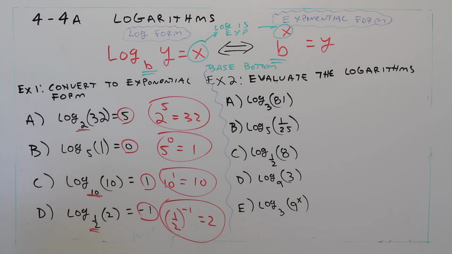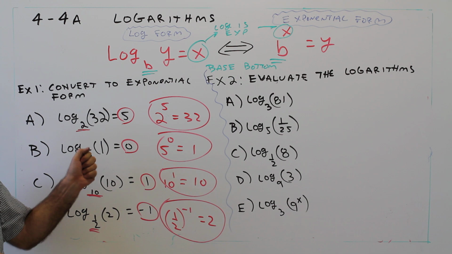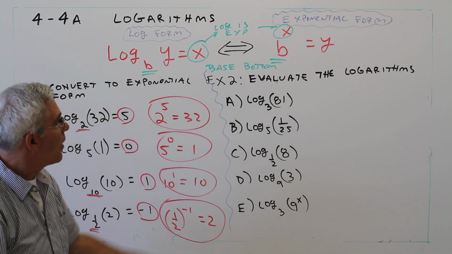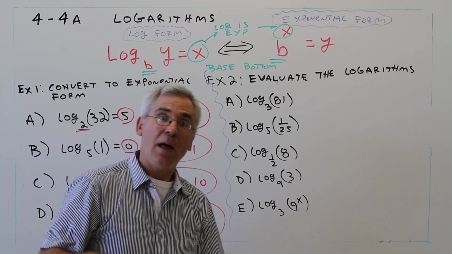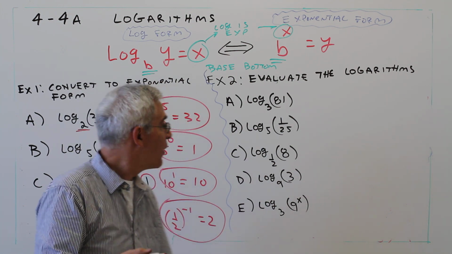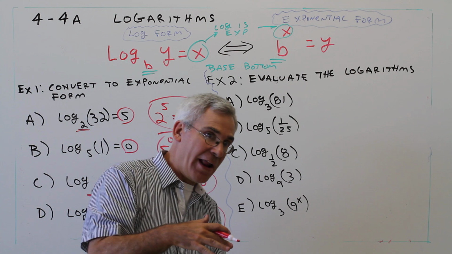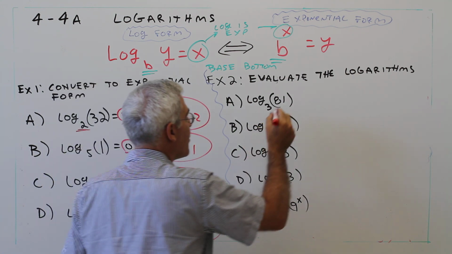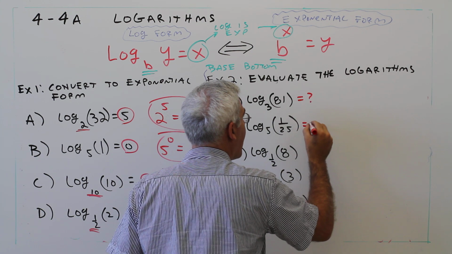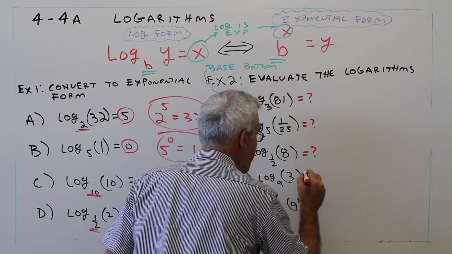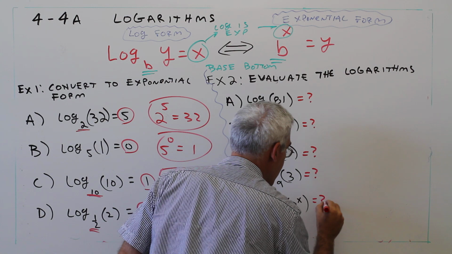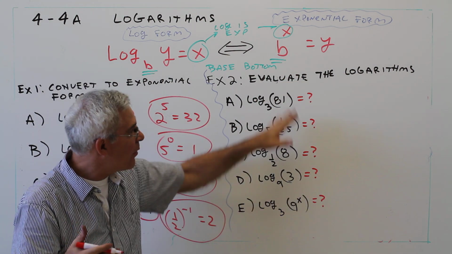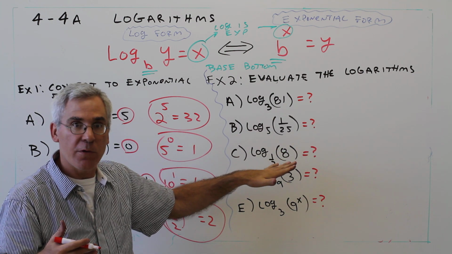So here are the answers to example 1, just converting from log form to exponential form. Now in example 2, I'm going to evaluate the logarithms. So what I'll do is I'll first write it in exponential form and then see what I can do. So what I'm going to do is set each expression to a question mark. You could set it equal to x, but when you've already got an x, you've got to use a different symbol, so whatever works best for you.